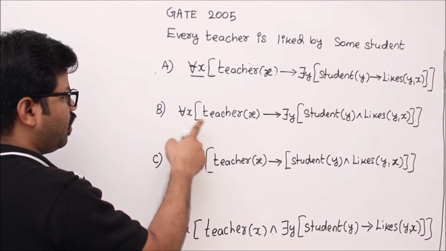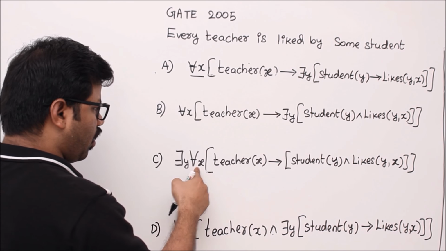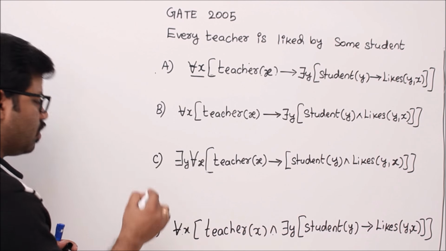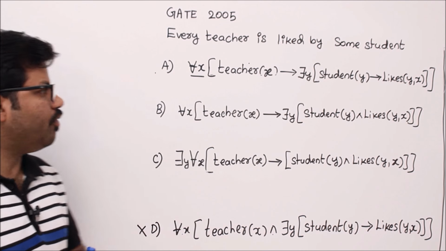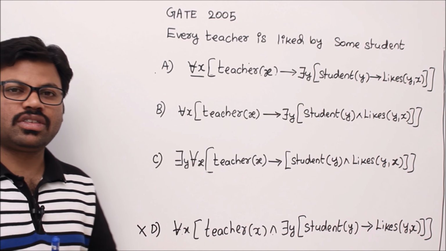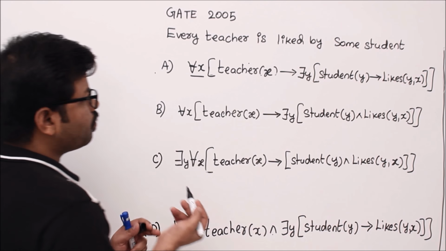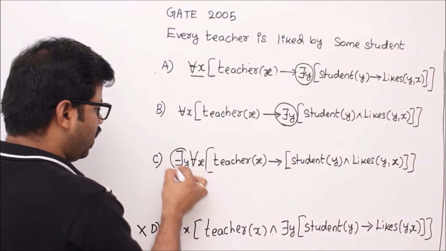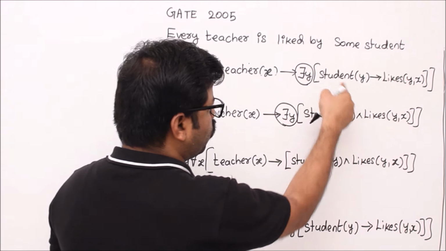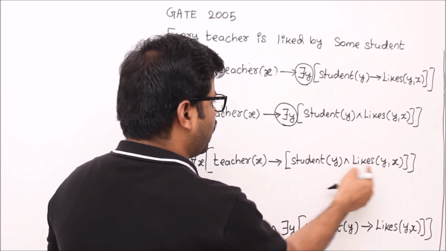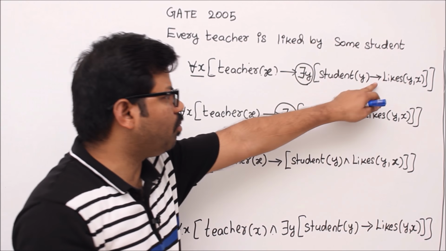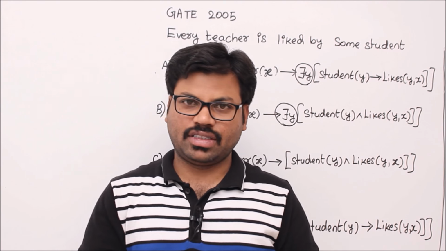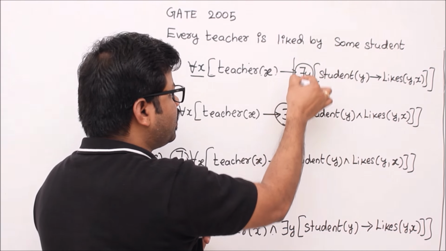So option A may be correct: for all x, teacher of x implies. And for all x, teacher of x and, this is wrong. Now we have A, B, C. Out of them we have to eliminate the remaining two options. So how to do that? If you observe, there exists y in each of them, and that there exists y goes with student and likes. But there is implication in one place and "and" in another place. We should decide whether it is "and" or implication. Now only focus on this area.